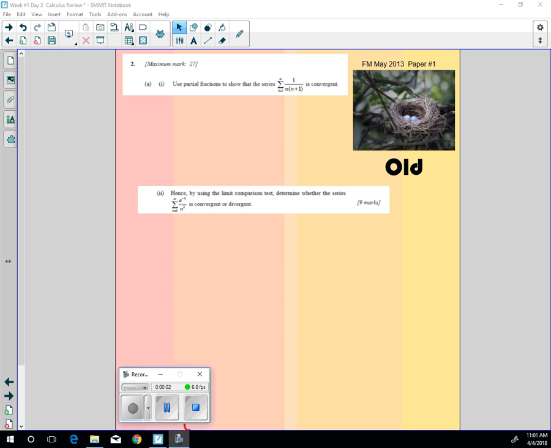Number 2, it says use partial fractions to show the series is convergent. So do you remember how to find partial fractions? You have 1 plus 0x over n times n plus 1. Does that sound familiar? It would be 1 plus 0x or 0n.